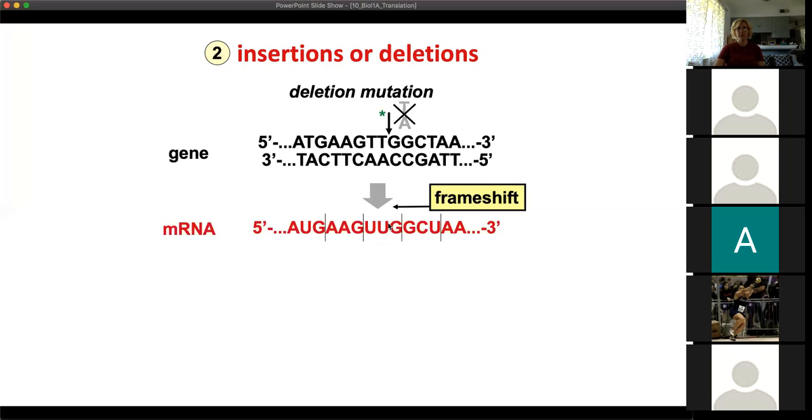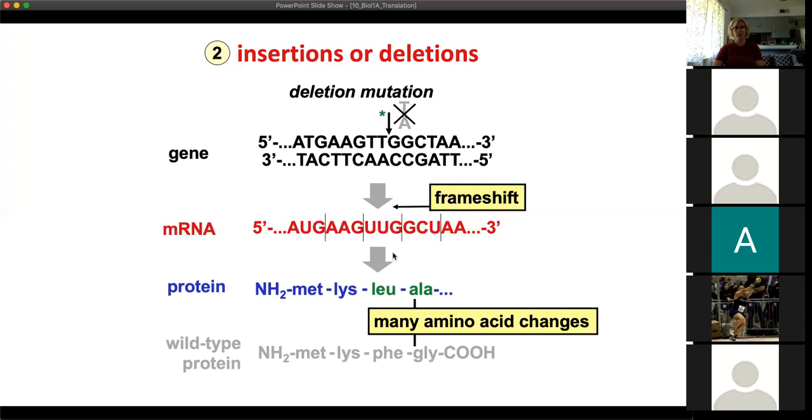So we took out the U that was supposed to be here, and we shifted what we call the reading frame, that group of 3, over. Now our protein is methionine, lysine, leucine, alanine, on and on and on. We don't know where the stop is. We've shifted everything over and we no longer have a stop codon.